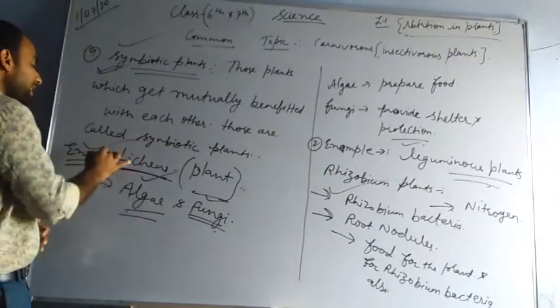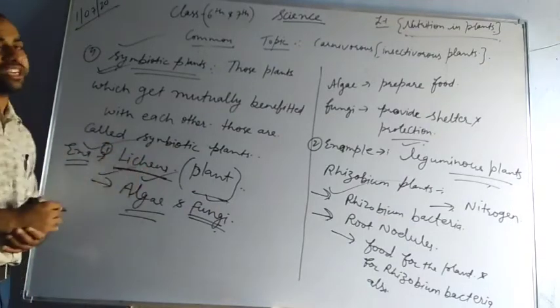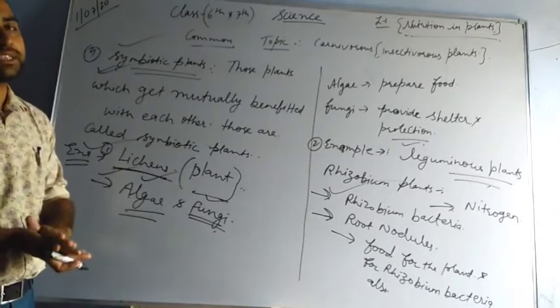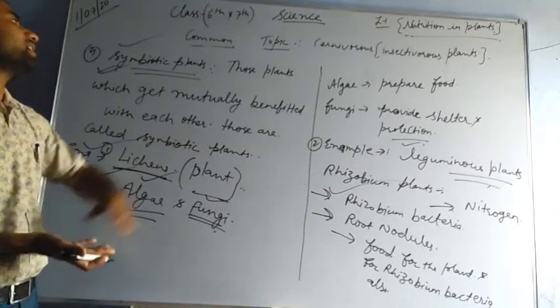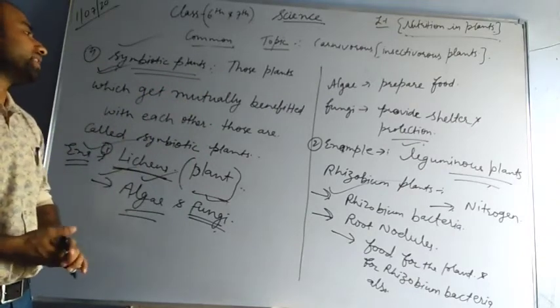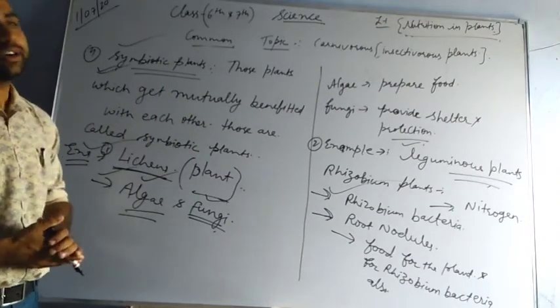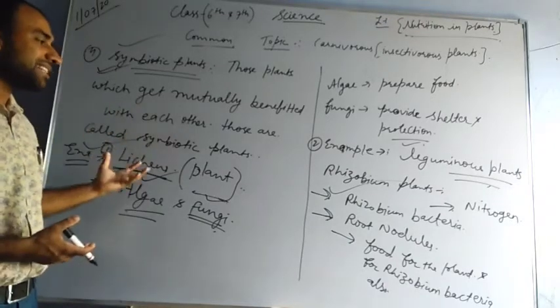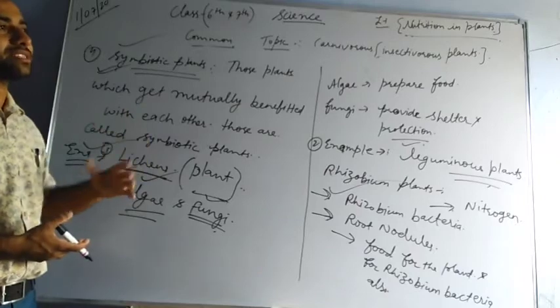The first example is lichens, which also comes under symbiotic plants. What is the definition of symbiotic plants? Those plants which get mutually benefited with each other are called symbiotic plants. So, this is the topic which we have discussed today.